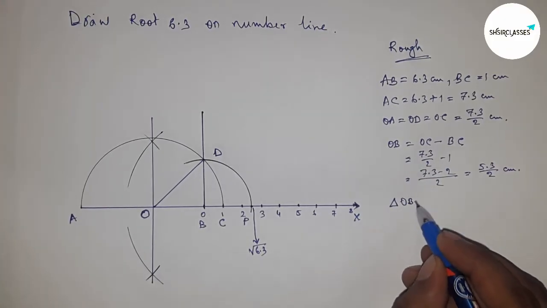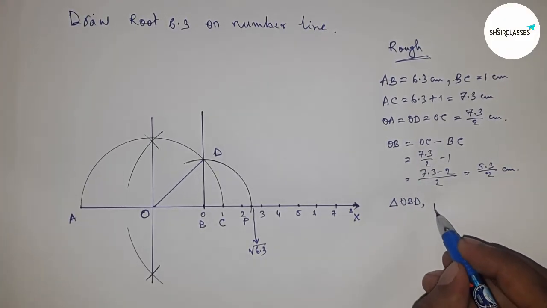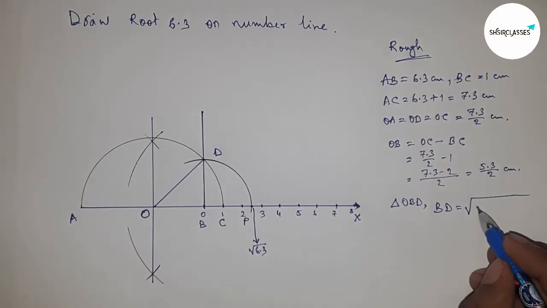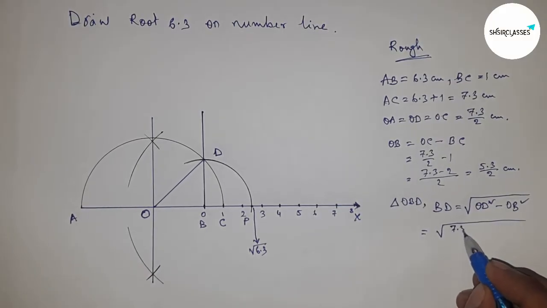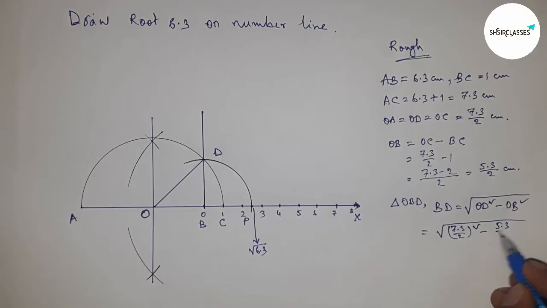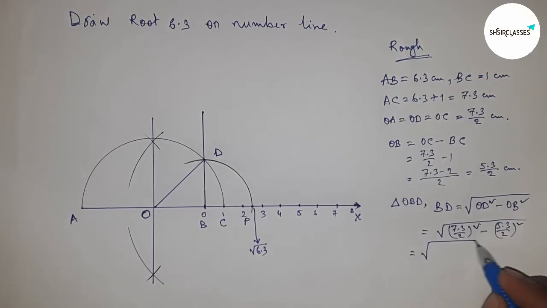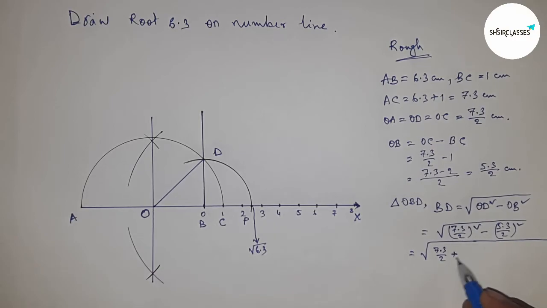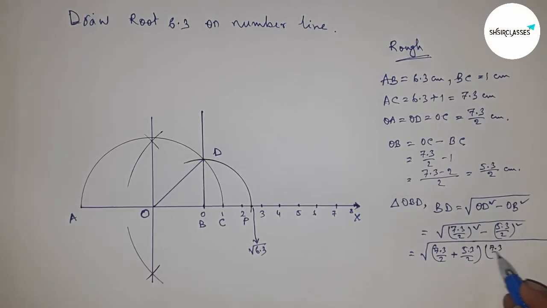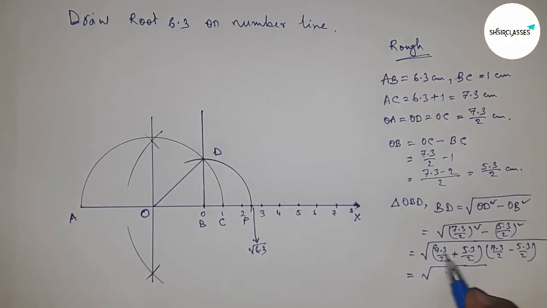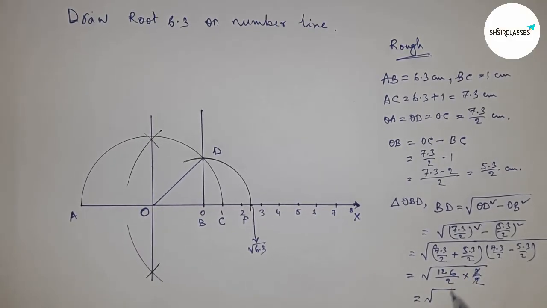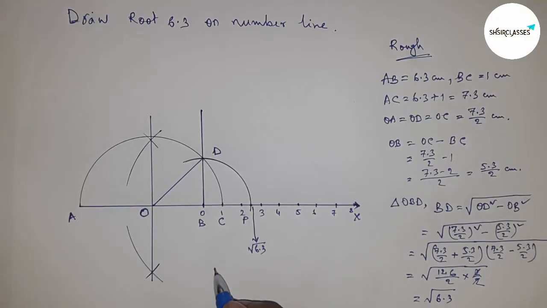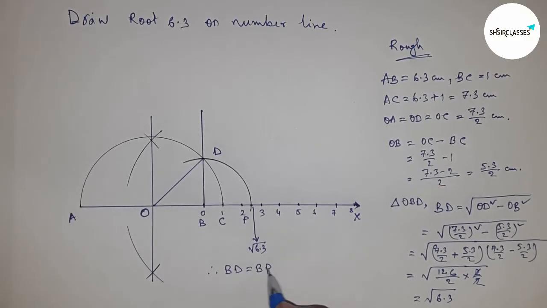Now in right angle triangle OBD, we can write BD equal to root over OD square minus OB square. Putting the values of OD and OB, so (7.3/2) whole square minus (5.3/2) whole square. Now applying the formula A square minus B square equal to (A plus B)(A minus B). So applying the formula here, this is 6 and this is 12.6 by 2 into 2 by 2. So this is 6.3, root 6.3. Therefore BD equal to root 6.3, and BP equal to root 6.3.